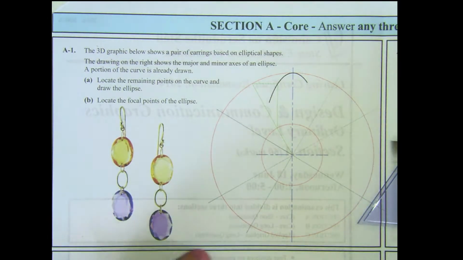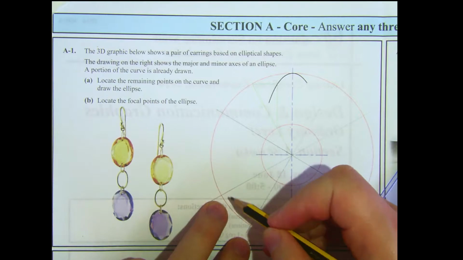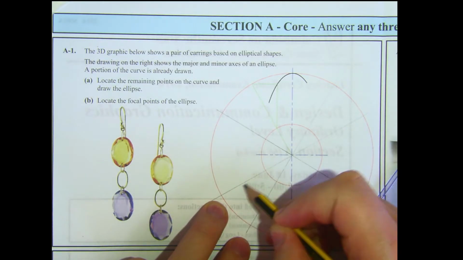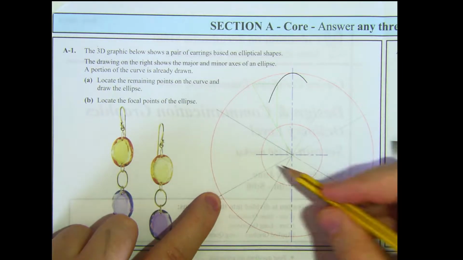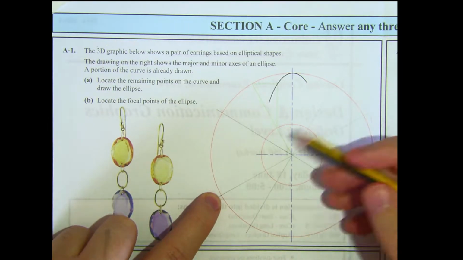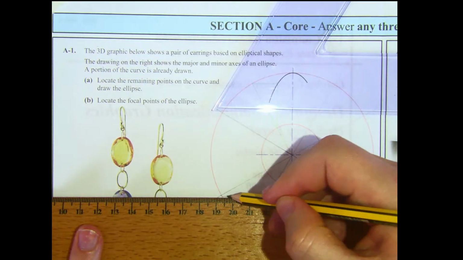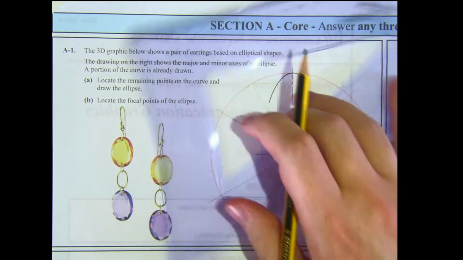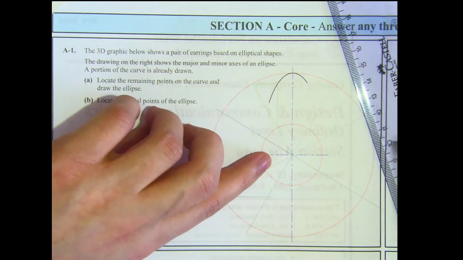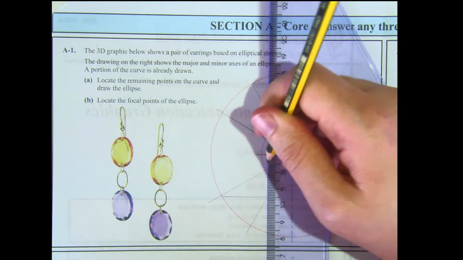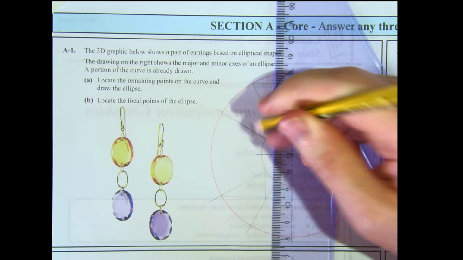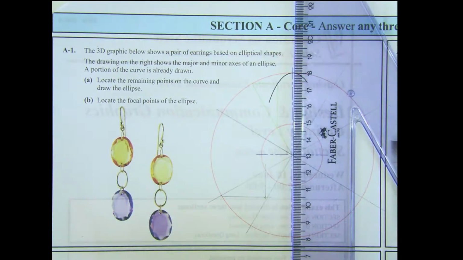So I'm going to take each line in turn, let's say this one here first. This line cuts the major auxiliary circle at this point, so I'm going to go perpendicular to the major axis, which is vertical. So perpendicular to the major axis is a horizontal line drawn this way. That same line cuts the minor auxiliary circle here, so I'm going to go perpendicular to the minor axis from that point. That gives me a point on the curve here.